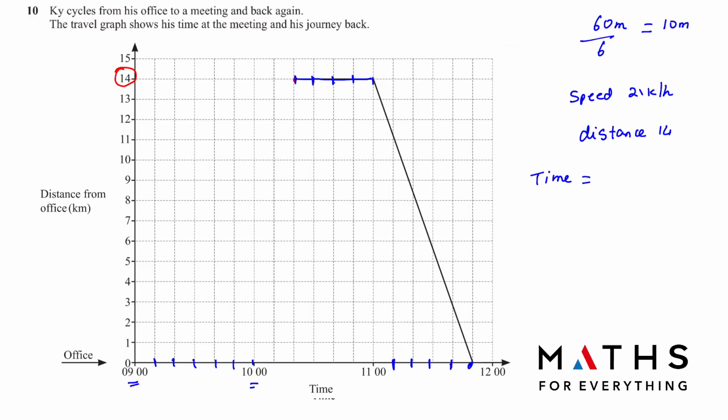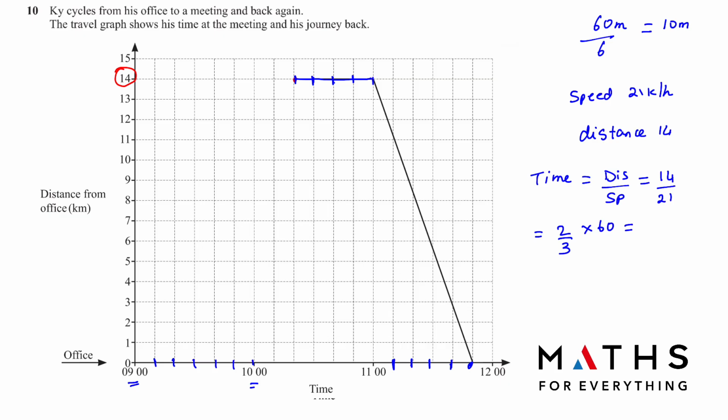To find the time that it took for him from the office to reach the meeting is found by the formula: time is equal to distance over speed. So 14 divided by 21, you're going to get 2 over 3. It's 2/3 of an hour. So 2/3 multiplied by 60.